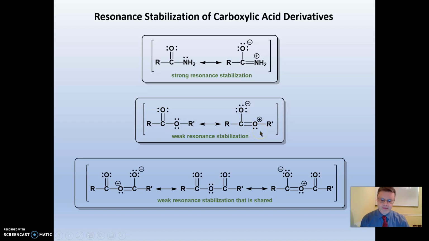Then we could draw something similar for an anhydride. Similar to the ester, we have this resonance stabilization that's fairly weak because we don't like bearing a partial positive charge on this oxygen. Also, we're using this lone pair to stabilize the anhydride, and we're kind of sharing that stabilization between going to this side or going to that side. So not only is it weak resonance stabilization, but it's shared between two resonance forms.